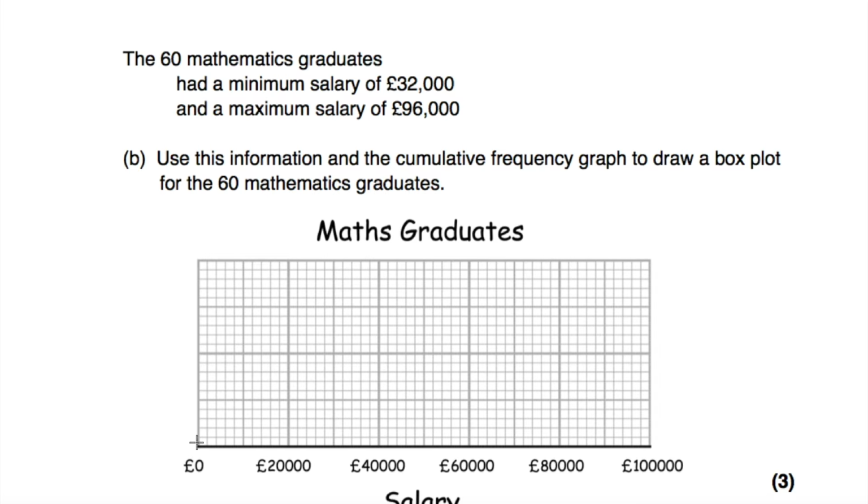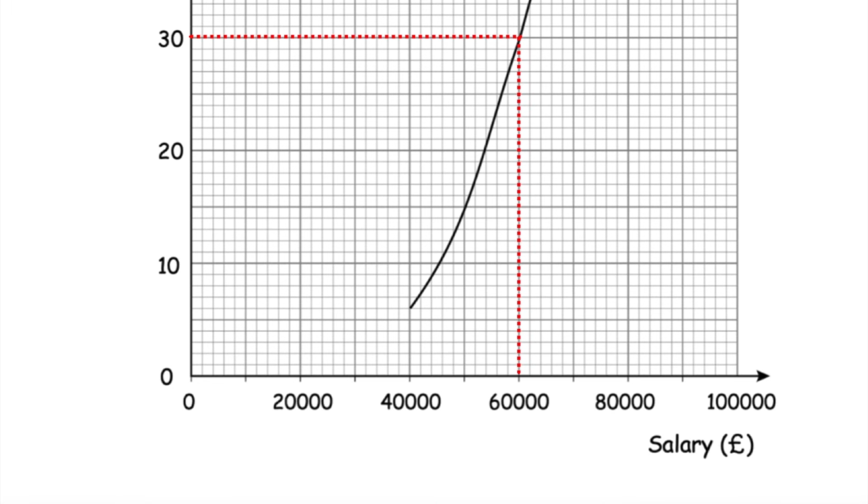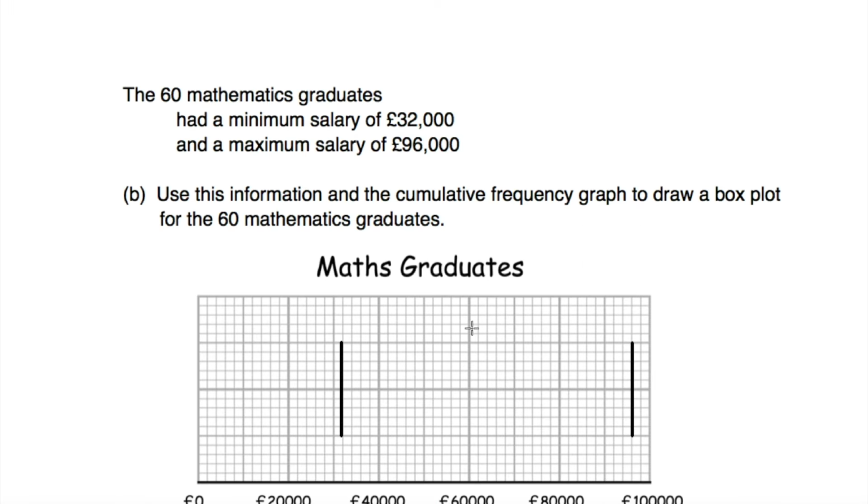In terms of the scale, from 0 to £20,000 there are 10 little boxes, so each box is worth £2,000. We want 32,000, so 30,000 is in the middle, and 32,000 would be one box to the right. The maximum salary, £96,000, is two boxes to the left of 100. There's 100, that's 98, 96, so £96,000 is there. We've just worked out an estimate for the median, £60,000, so that's our median there.